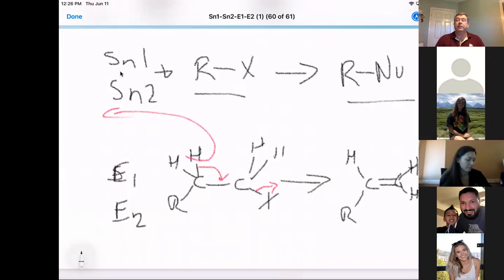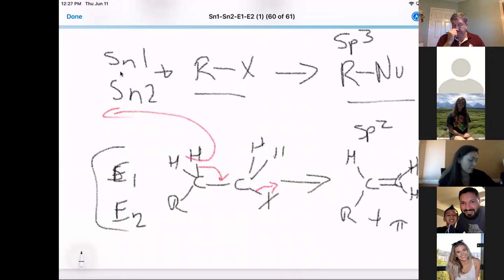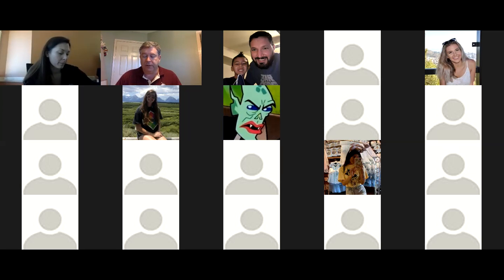So looking at the reactions side by side, SN1 and SN2, whether we form a carbocation or not, end up with an sp3 hybridized sigma bond. All E reactions end up with an sp2 hybridized carbon plus a pi bond. Okay, does that answer your question? All right, great. Actually, that's a nice little review to tell us we've really come a long way in understanding what we've got.